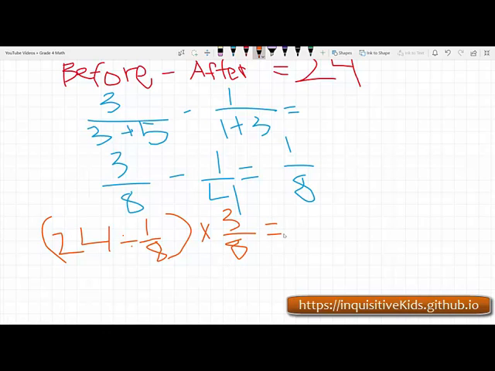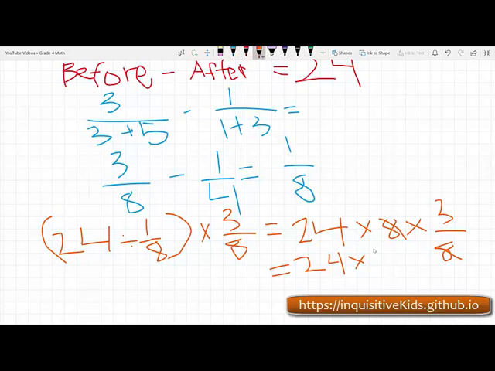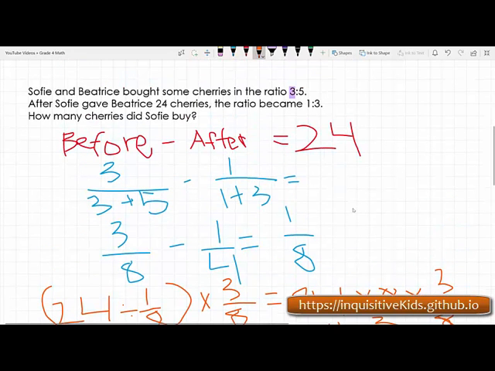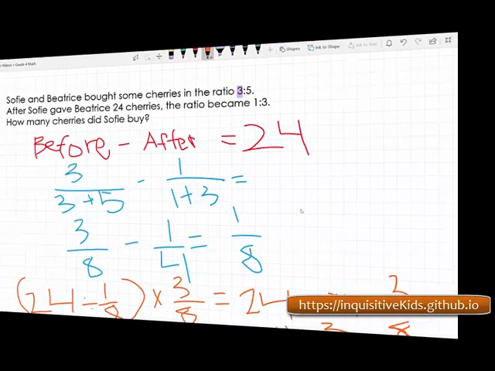So this is equal to 24 times 8 times 3/8, and these 8s cancel out, which leaves us with 24 times 3, which gives us 72. So now we know that Sofie bought 72 cherries.